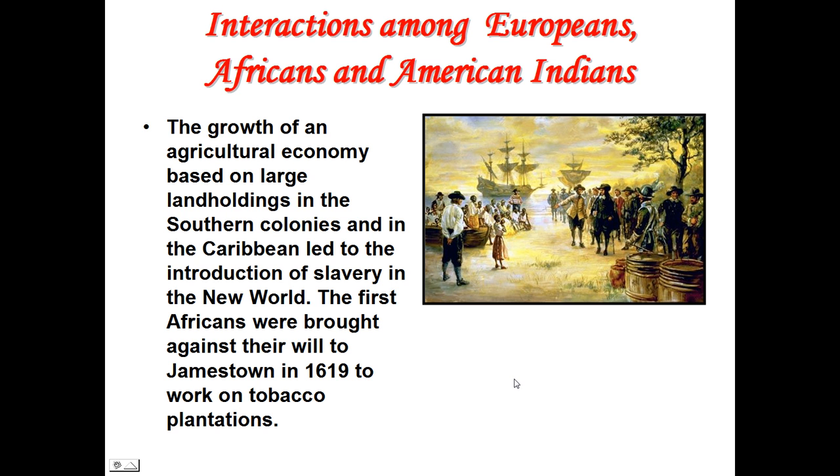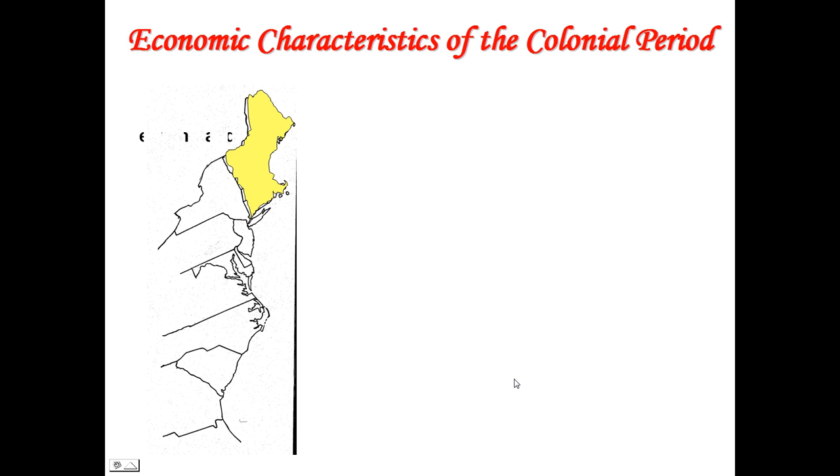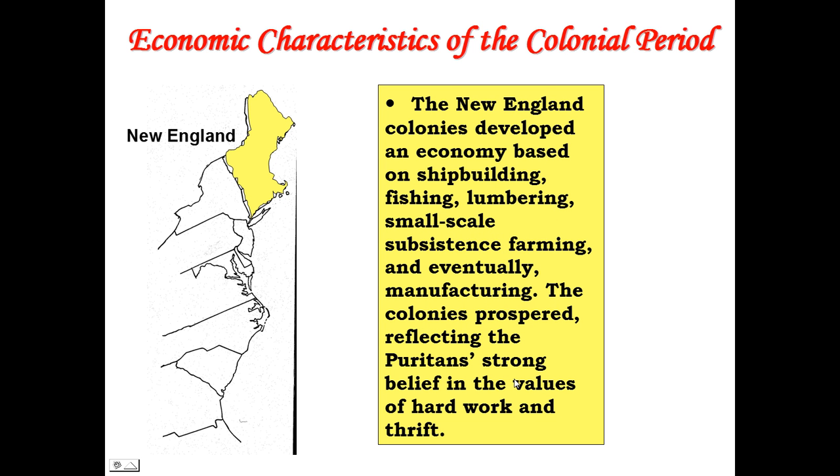All right, let's talk about economic characteristics. Let's start with New England. When you think New England, think shipbuilding, fishing, lumbering, small-scale subsistence farming, and eventually manufacturing. These colonies are going to prosper, and one of the things that helps them to prosper is the Puritans' belief system, the Puritans' values of hard work and thrift.